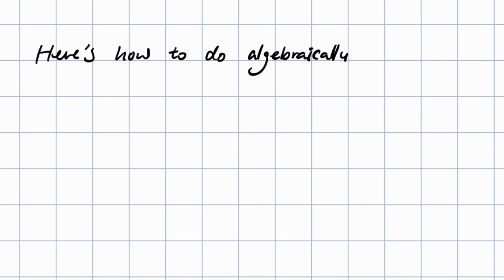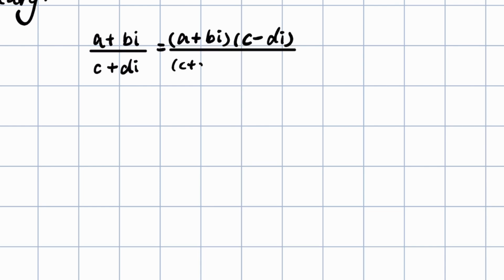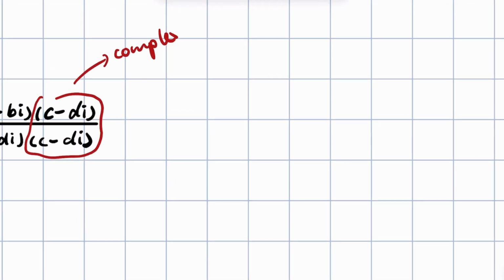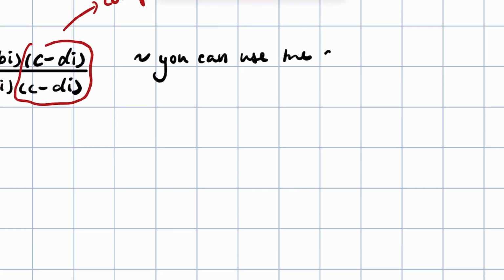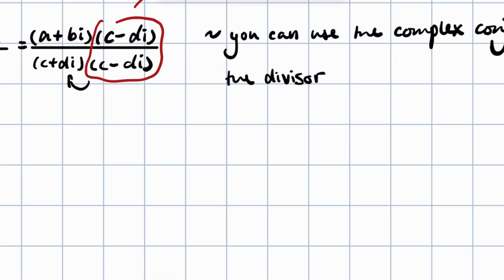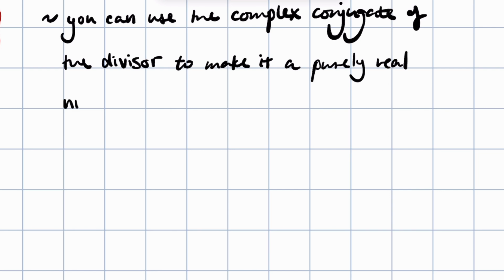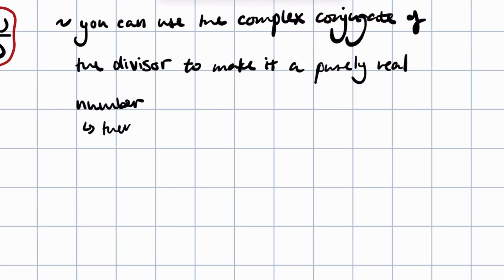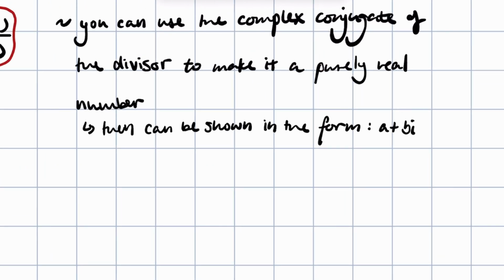Moving on to the quotients of complex numbers. Here's how you do it algebraically. First, you have a plus bi over c plus di. You can use the complex conjugate of the divisor, which is c minus di, to make the divisor a purely real number by multiplying it together. That way, it can then be shown in the form a plus bi, the Cartesian form, where a and b are real numbers. Here's how you do it by steps.